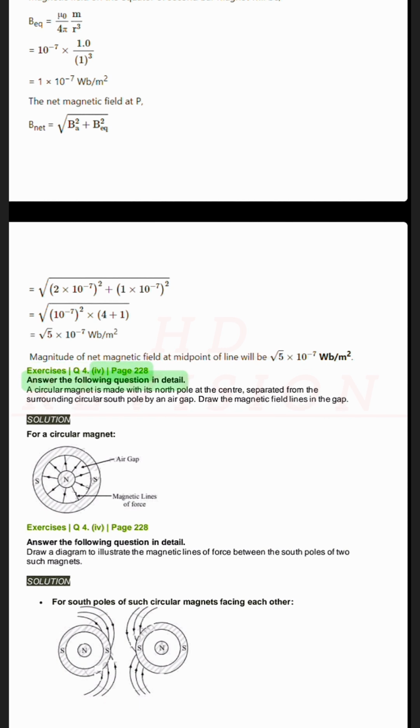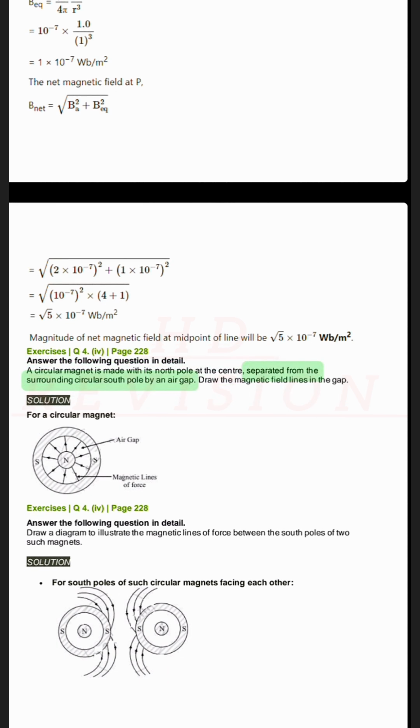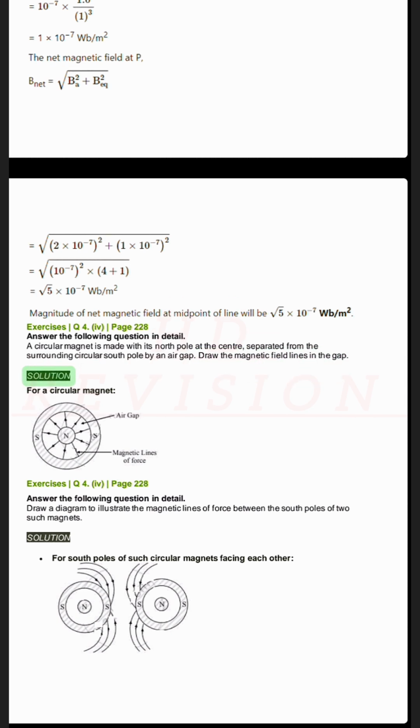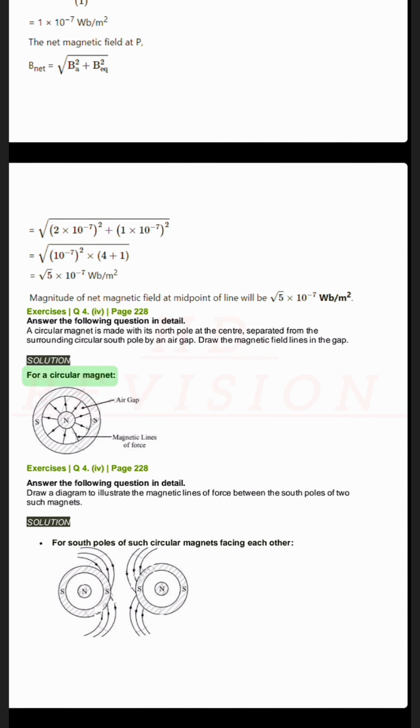Exercises, Q4, F, page 228. Answer the following question in detail. A circular magnet is made with its north pole at the center, separated from the surrounding circular south pole by an air gap. Draw the magnetic field lines in the gap. Solution. For a circular magnet.